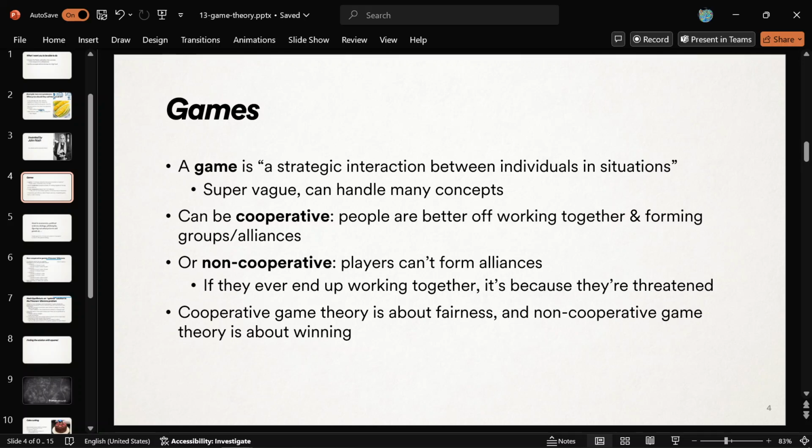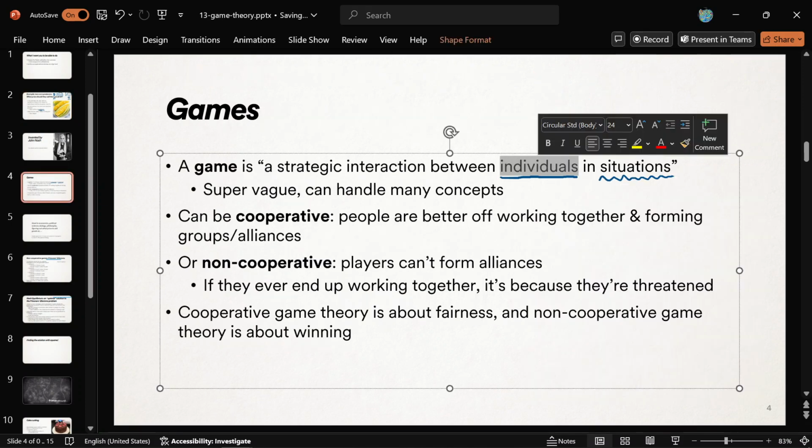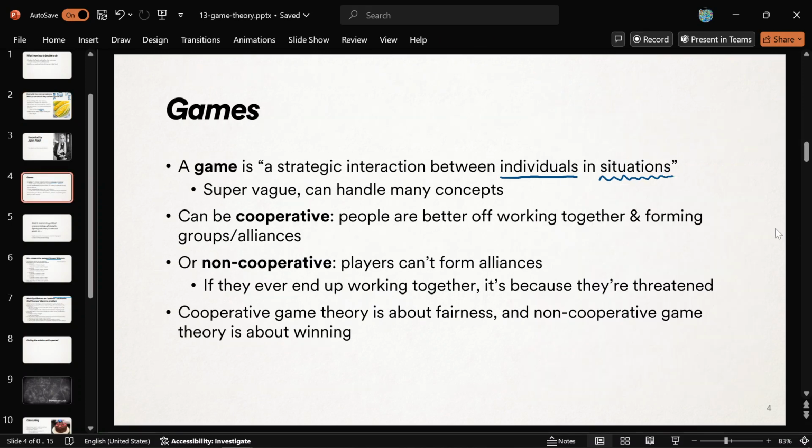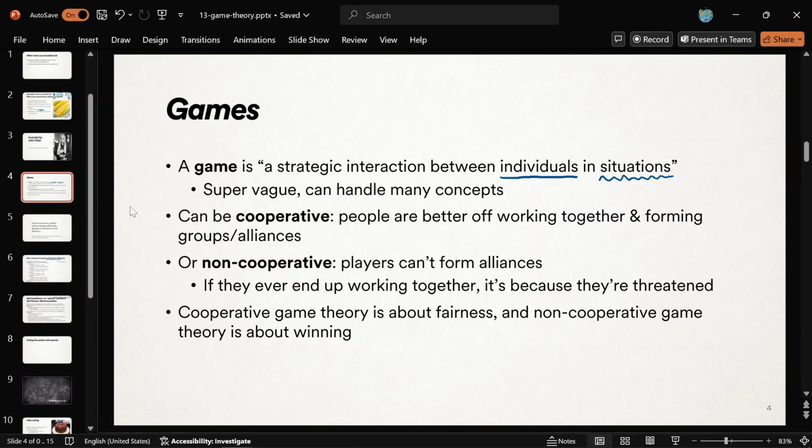So as far as game theory is concerned, a game is defined as a strategic interaction between individuals in situations. So that's super, super vague, right? It applies to pretty much anything you could ever want to do. So in addition to playing actual games, a game could just as easily be two corn producers selling corn. That's their situation, right? So it can handle a lot of different things, which is good. That's why people like it and flock to it and learn about it. So yeah, it's useful in computer science as well.